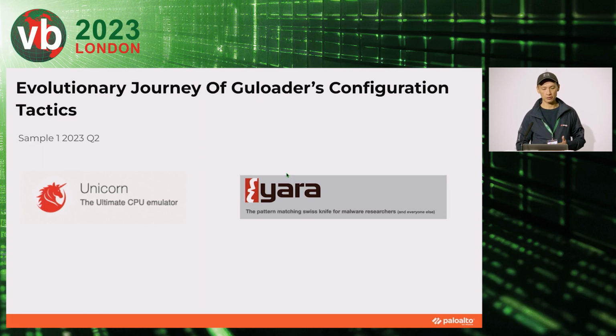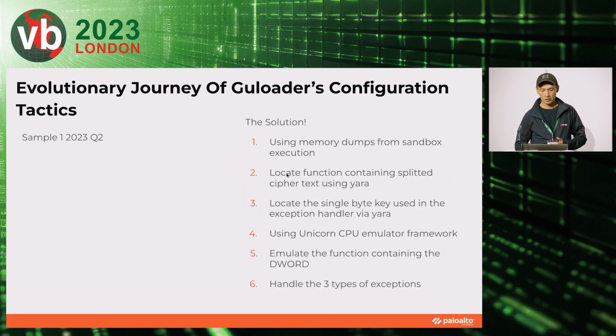So what we did is that we made use of a CPU emulator, the Unicorn framework, and a set of YARA rules. We know that the sample has already been executed using our sandbox, and we have a memory dump. So we have a first YARA rule to locate exactly where the function that contains all the DWORDs is located. Next, we have another YARA rule to locate that single byte key. So 2 YARA rules, and then finally we can emulate the entire function using the CPU emulator. But of course, we also need to implement the handling code, exactly how GoLoader did it, to handle the 3 different types of exception. So this is how we extracted the configurations from GoLoader.